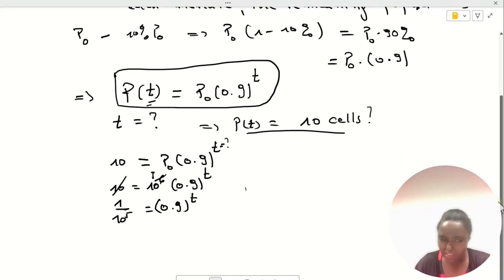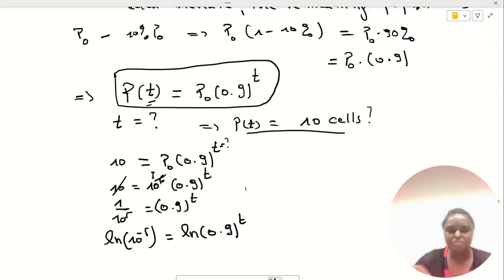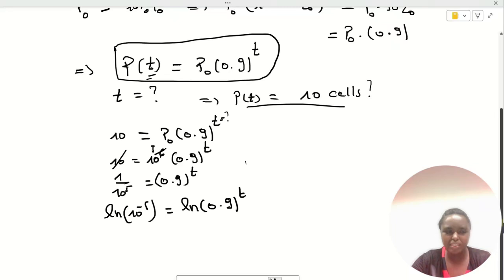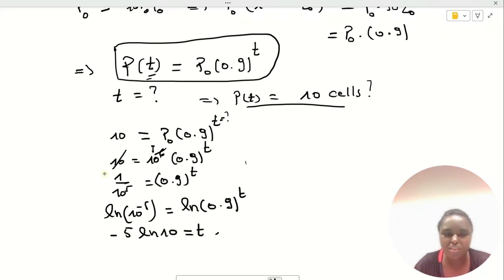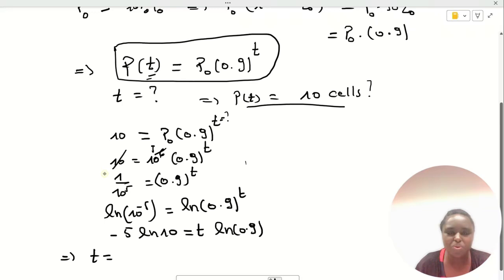If we apply the natural logarithm to both sides, we have ln of 1 over 10 power 5, which is ln of 10 power minus 5, equal to ln of 0.9 power T. This is the same as minus 5 ln of 10 equal to T times ln of 0.9. Then T will be equal to minus 5 times ln of 10 over ln of 0.9. Yeah, so that was it.